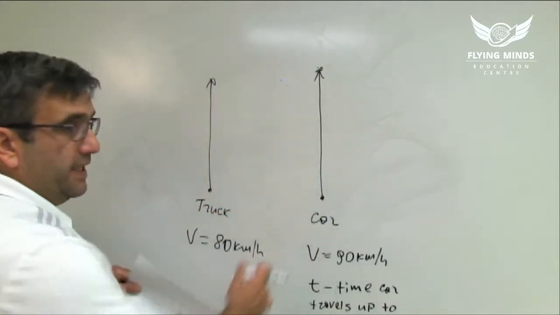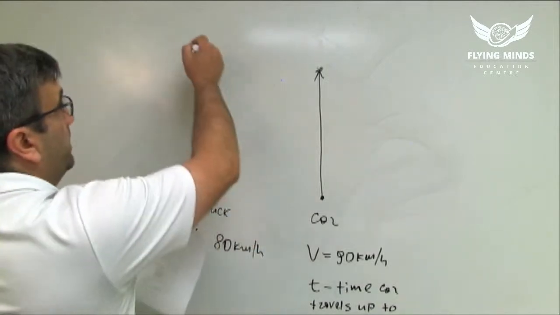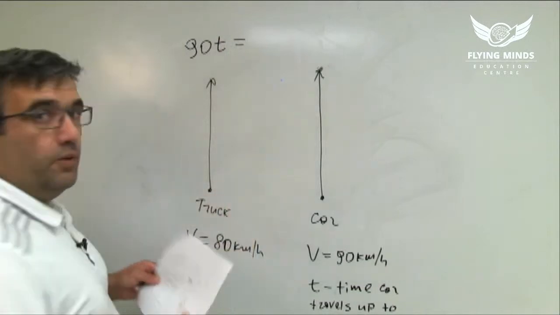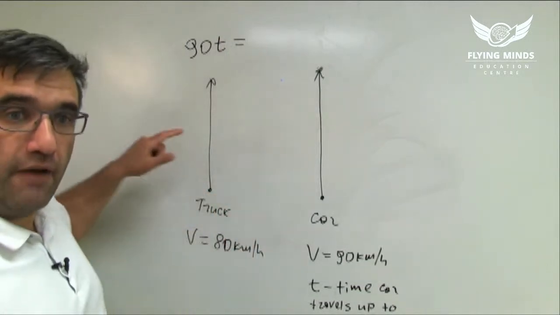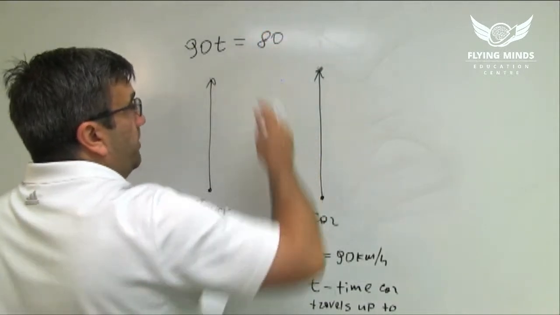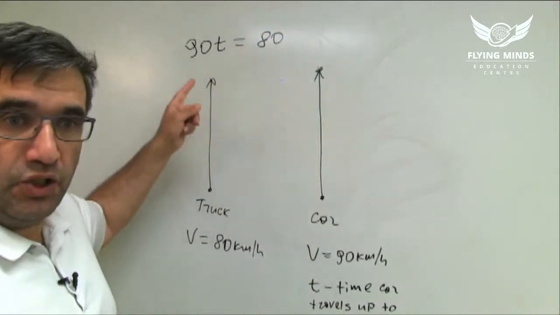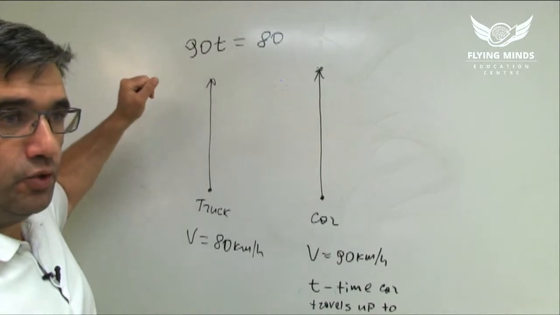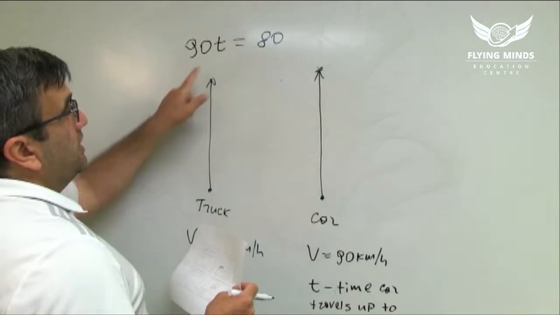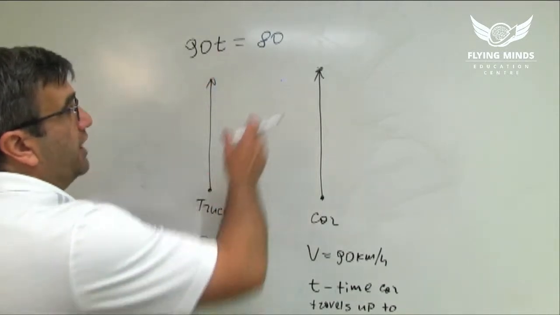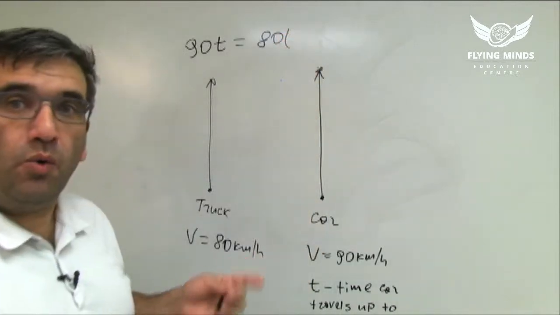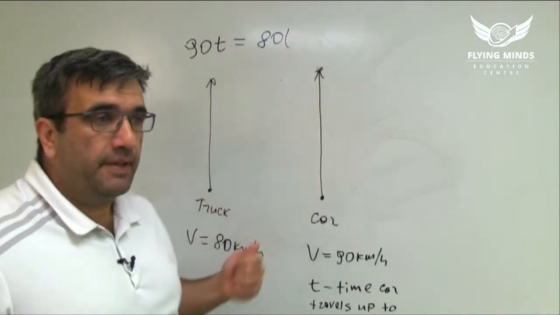Okay, so the distance that car will travel will be 90t, right? And truck will travel the same distance, but at what speed? At 8 kilometers per hour. So we need to know the distance equals velocity times time, right? So this is the distance, and truck travels same distance. But what do we know about truck's time?